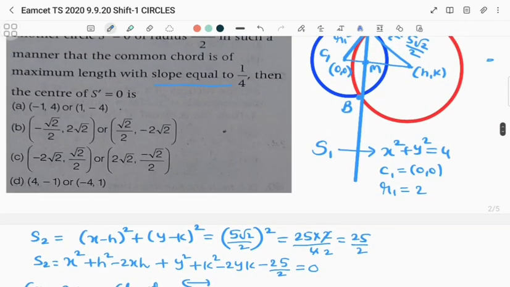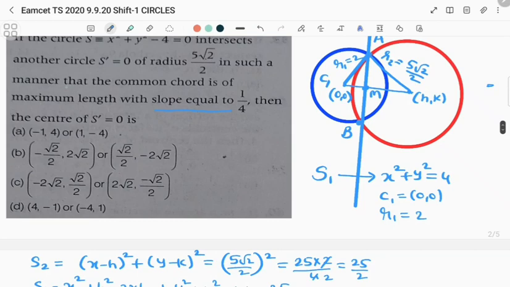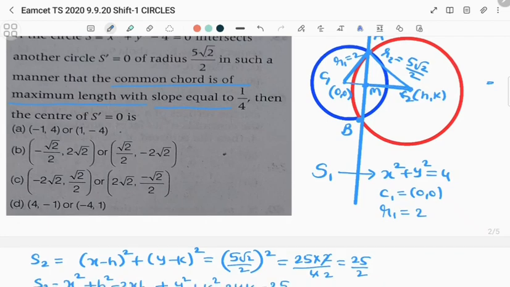Next, one more condition is provided: the common chord is of maximum length. When the common chord is of maximum length, it means the common chord is a diameter of any of the circles, then it will be maximum. Whenever the length of the chord is maximum, the perpendicular distance from the center to the line, for the second circle, is 0.